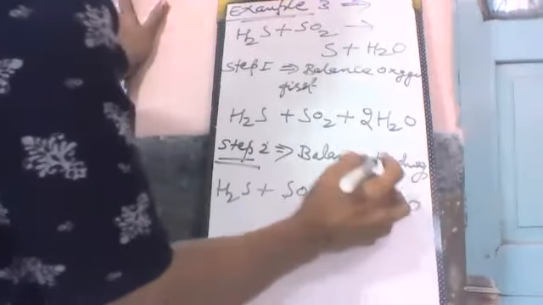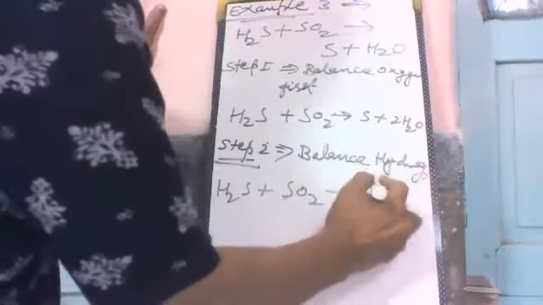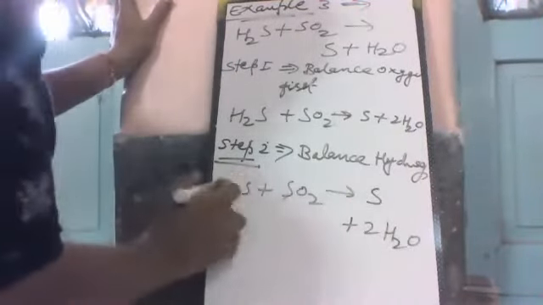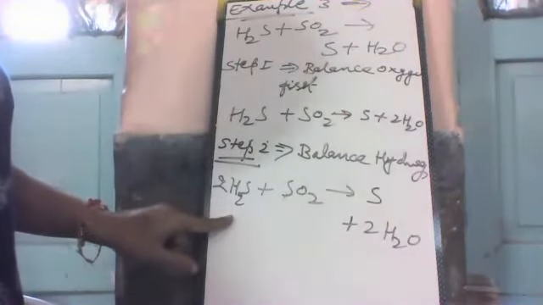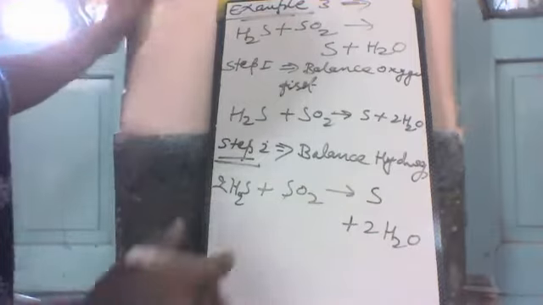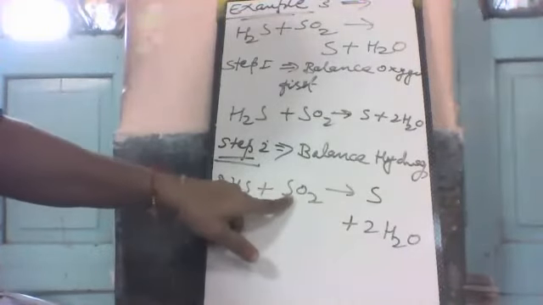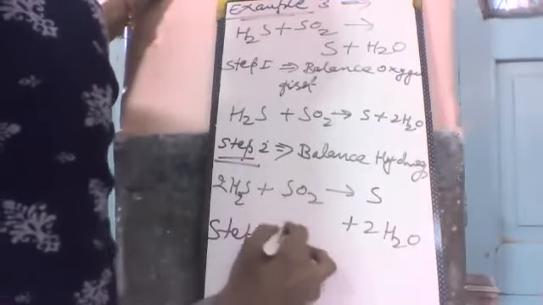H2S plus SO2 gives S plus 2 H2O. See, the number of hydrogen is 4. To make the number of hydrogen 4, we have to put 2 here. It becomes the number of hydrogen is 4. After that, the number of sulfur is 2 and 1, 3. Then sulfur is 3. Then in the third step, we have to balance sulfur.